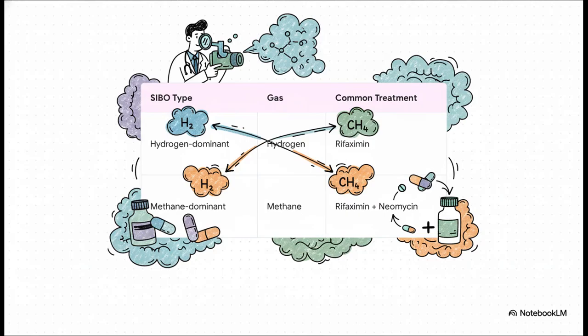So how do we do that? Well, doctors have a pretty clever breath test that can figure out what kind of gas those extra bacteria are making. It's usually either hydrogen or methane. If it's mostly hydrogen, an antibiotic called rifaximin is often the go-to. If it's methane, your doctor might use rifaximin plus another antibiotic to tackle that specific type.